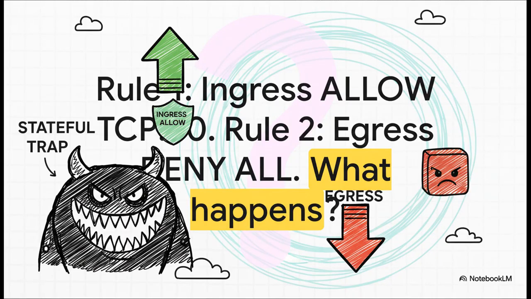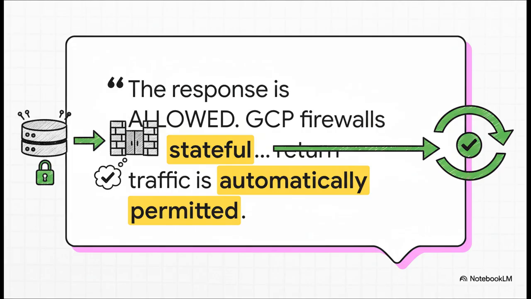And now for the final boss. I call this one the stateful trap. Check this out. You have an ingress rule allowing web traffic in and an egress rule denying all traffic out, and they both have the same priority. A user connects to your website, their request comes in, and Rule 1 allows it. Your server processes the request and generates a response. What happens to that response on its way out? Does Rule 2 block it? The response is allowed. This is that aha moment where it all clicks.